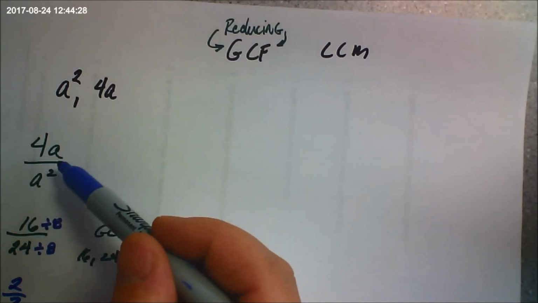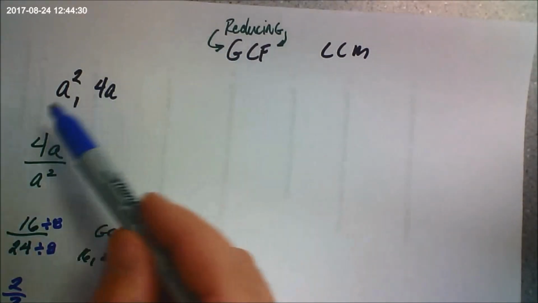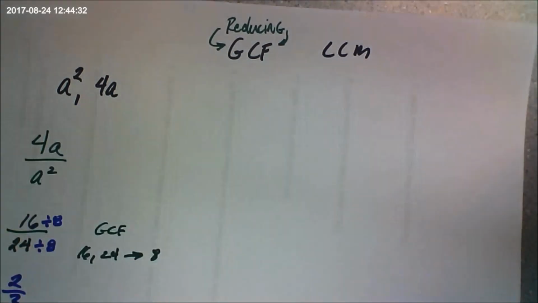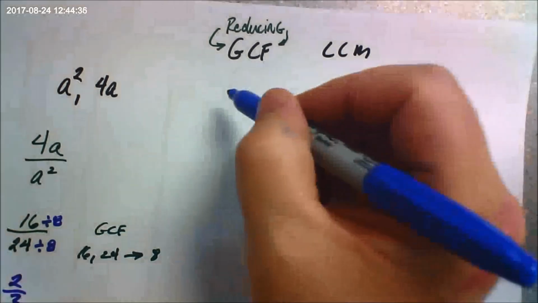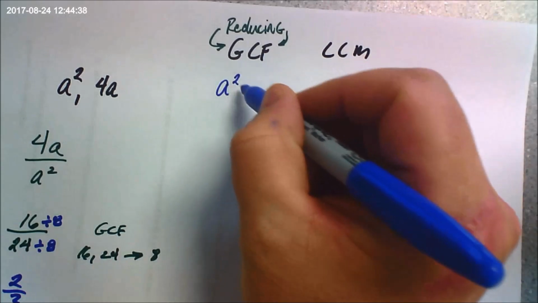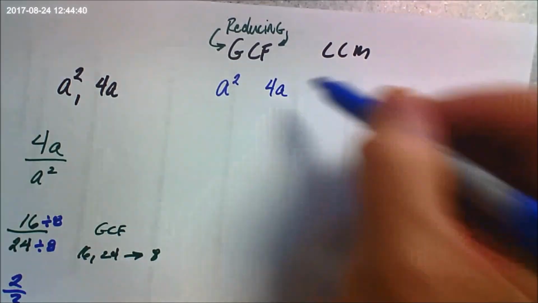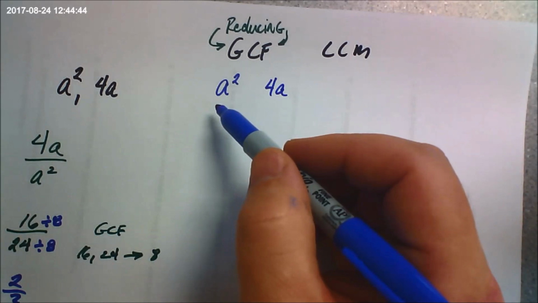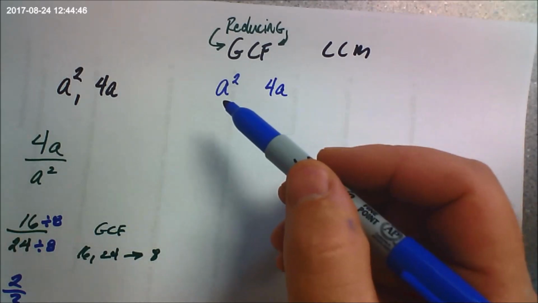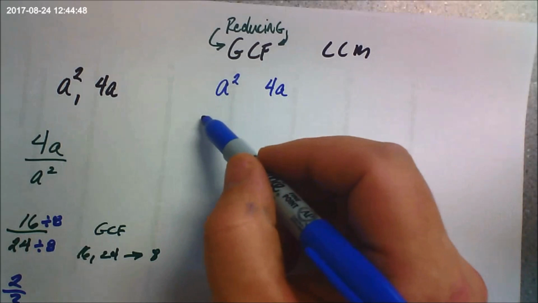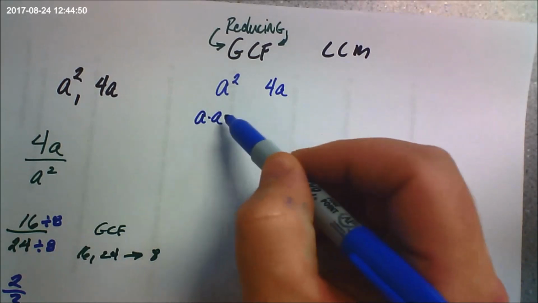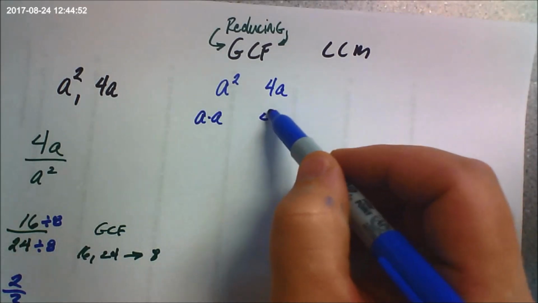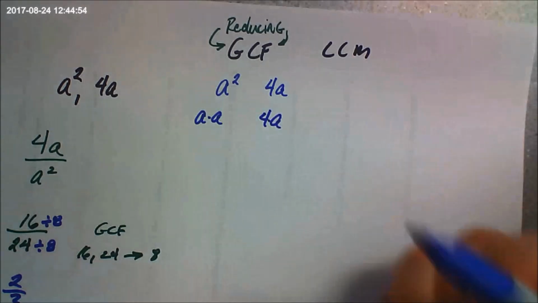So when we're asked later to reduce this, we have to find the greatest common factor of those two things. Do you see? So what's the biggest thing that goes into both? When I look at a squared and I look at 4a, well, what makes a squared? What times what is a squared? Yes, ma'am. A times a. Do you guys agree with her? Okay, and 4 times a, well, that's just 4 times a.